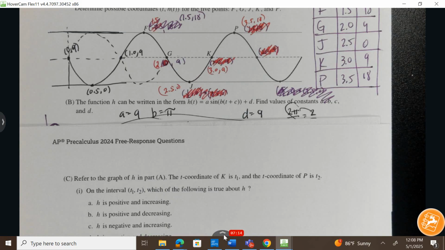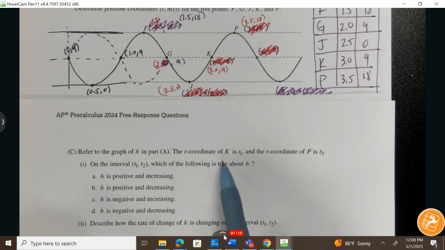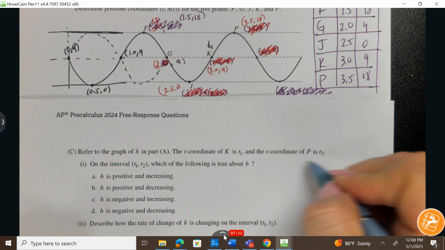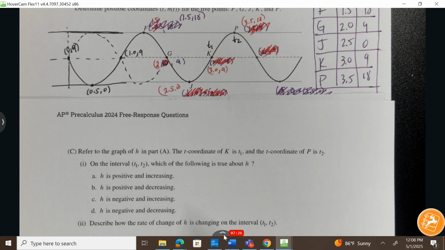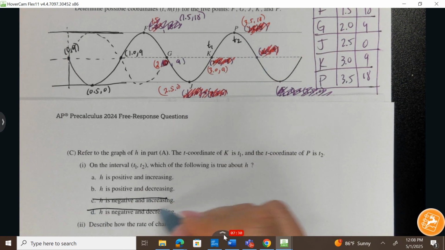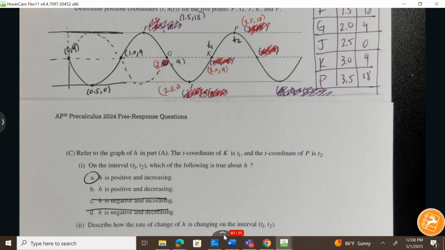Let's look at C and D, and we're going to refer to this graph. So it says that we want to declare K to be T sub 1, and we want to declare P to be T sub 2. All right, well, we know that the Y values or output values are positive, so that means I can eliminate C and D. We also can see that it is increasing at this point. Let's go down to our second option.